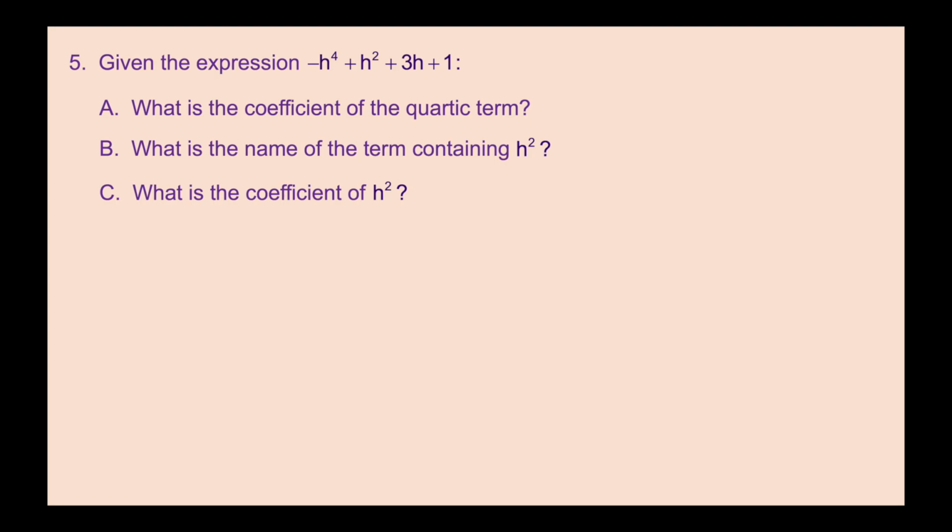With example 5, the coefficient of the quartic term. So quartic term means we're going to the degree of 4. And here they're just looking for the coefficient. So that's the number in front, and that's going to be -1.